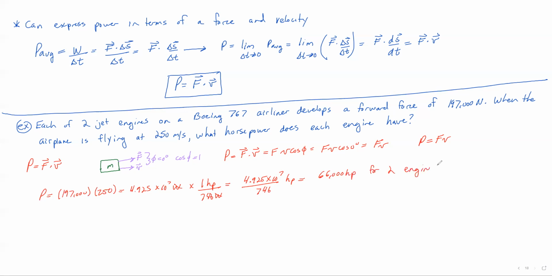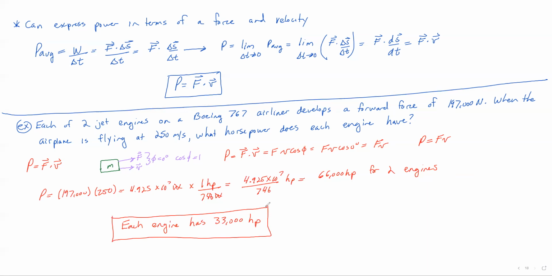Well, it wants to know what each engine gets, right? So if I want to know what each engine gets, I got to divide by 2. So then for each engine, it just has 33,000 horsepower, which is a lot. Like your sports cars, like the Dodge Challenger with the Hellcat, which is a really big sports car, right? That's only got 500 horsepower. So you can imagine what a jet engine is like, okay?